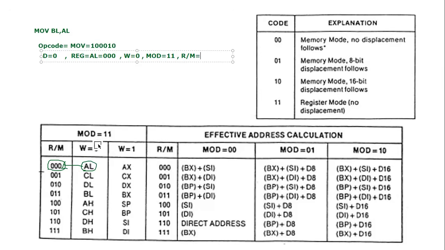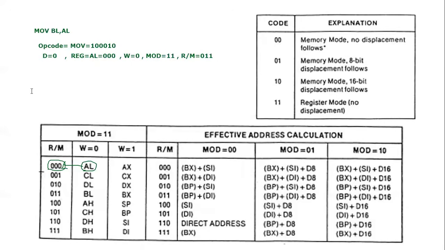And for BL we need to see a value in the table. Look, this is the BL value, and the BL value is 011. The R/M column is here, and register names are mentioned here. So for BL, the R/M value is 011. Okay. So now we need to put these values in order.